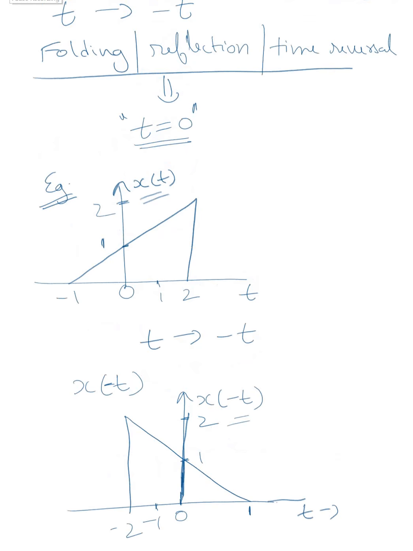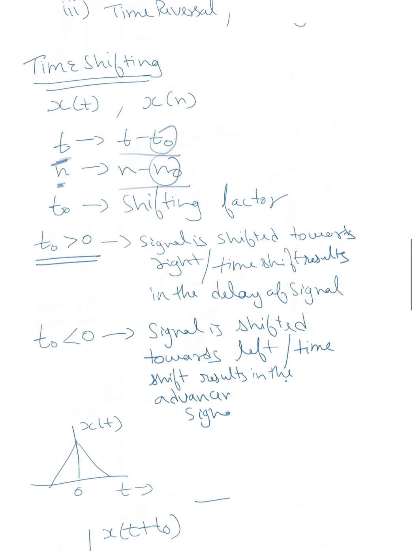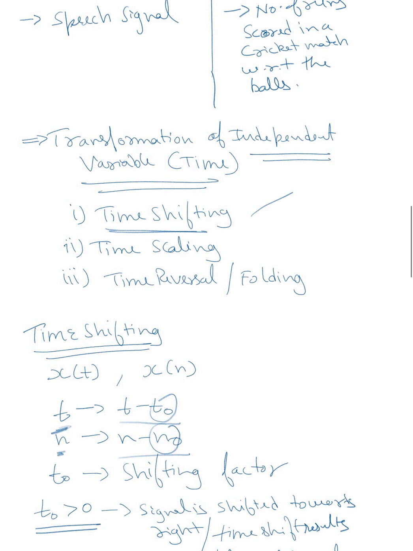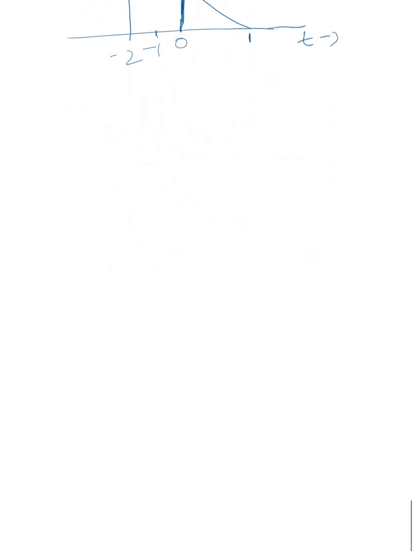Now, having studied all the three types of the transformation, that is time shifting, scaling, and time reversal, now comes the most important thing, that is the combined operations of all the three transformations. Let's analyze the combined operation, how that affects the signal. We've seen the individual effects. Now let us see the combined operations.